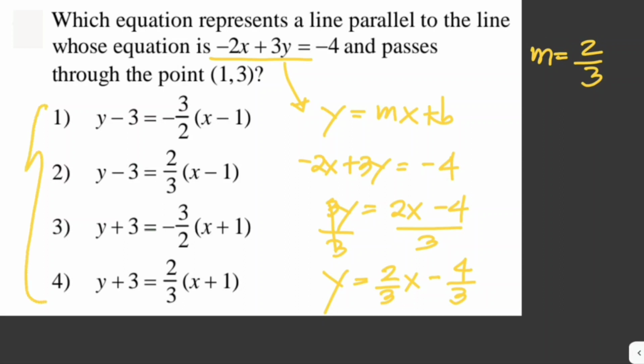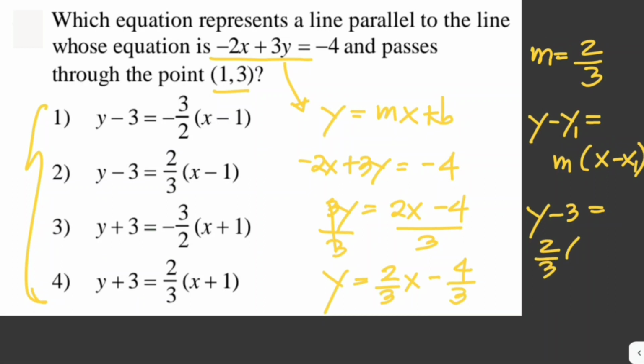It says that the other line passes through (1, 3), so we can write the equation of the second line in the form we have in our choices. That would be y minus y sub 1 equals m times x minus x sub 1. So we're given here (1, 3). That will be y minus 3 equals, the slope is 2/3, times x minus 1. Therefore, the answer here is number 2.